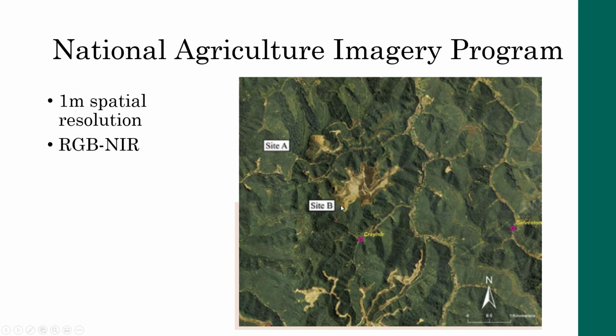So this is 2005, right? And you can already see, especially at site B, where we had that deforestation already occurring, and you can see at site A where we have some deforestation, but the anticipation is that we will see more.